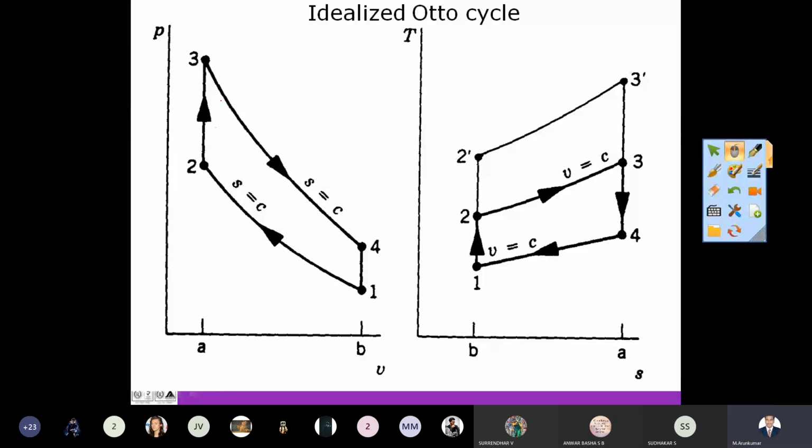So we have isentropic from point 1 to point 2. Then again isochoric. Then we have isentropic. Again we have isochoric. It is a constant volume process, right? So also we have a TS diagram. From 1 to 2 we have an isentropic process. Then 2 to 3 we have a constant volume process. Then 3 to 4 we have again an isentropic process. Then 4 to 1 we have a constant volume process. So your PV diagram and TS diagram of the idealized Otto cycle will look like this.